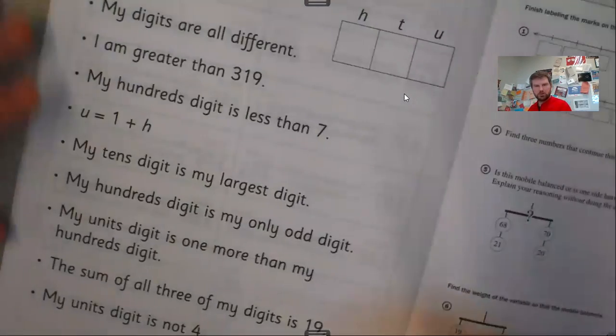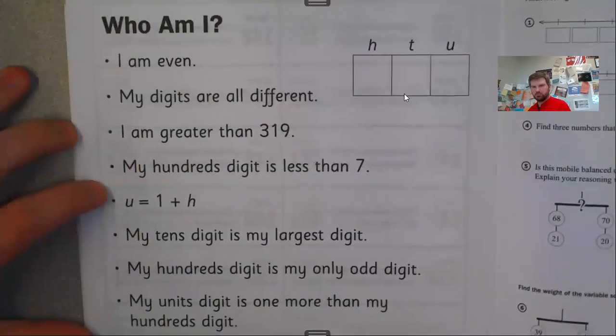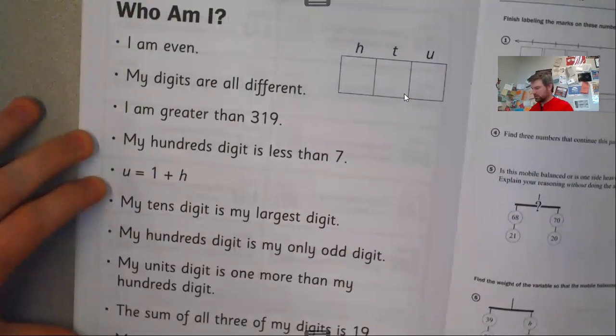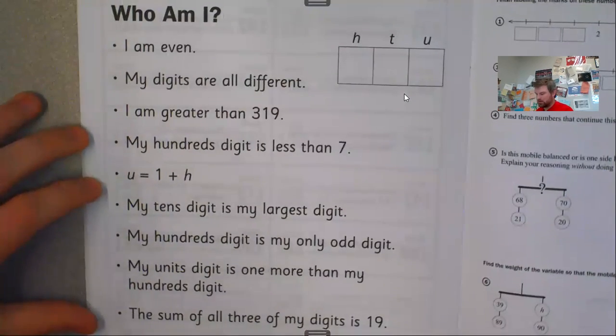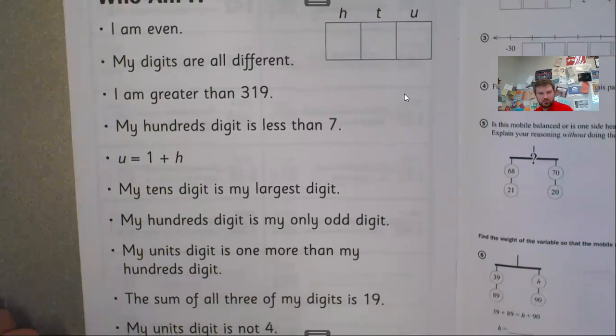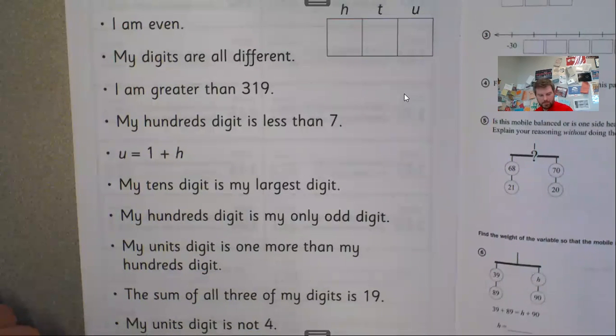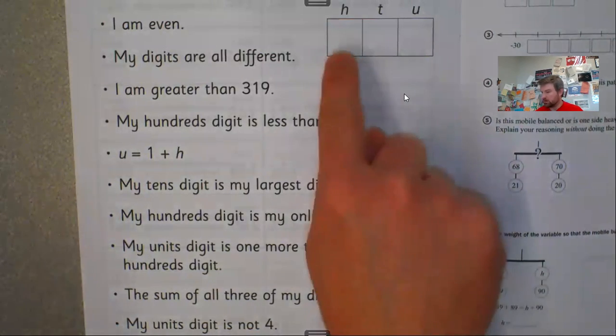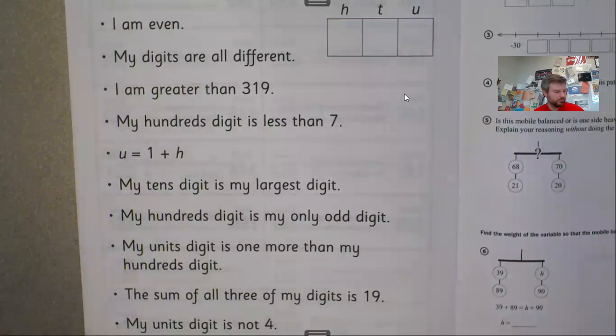Okay, so here is the puzzle. Let's see if I can get that all on the screen. And it says, "Who am I?" here at the top. And I think we're missing a clue here. Okay, so who am I? I'm an even number. So we're looking here for a 3-digit number. And it says I'm an even number.